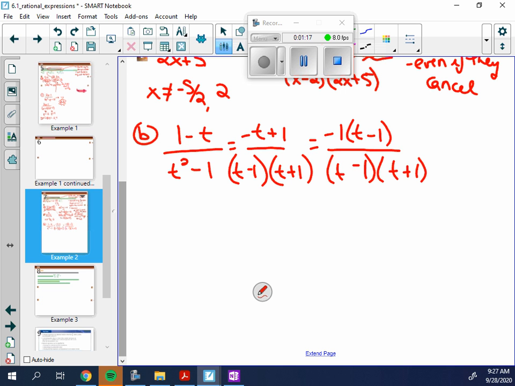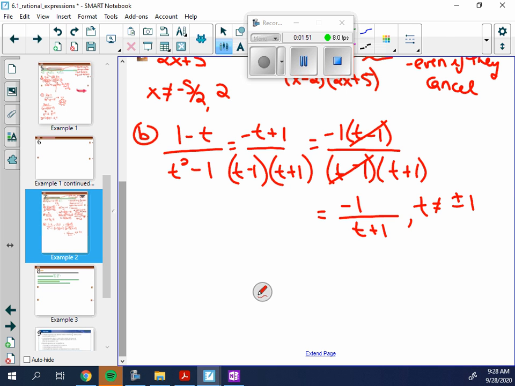So what you can see here is now the t minus 1 and the t minus 1 cancel. So my final answer is negative 1 on the top over t plus 1, comma, t cannot be... what are my non-permissible values? Take a look at my denominator. Before I even cancel anything off, I have 2 sets of brackets, so I should have 2 non-permissible values. What are they? Positive 1 and negative 1, so you can put plus or minus 1 here.